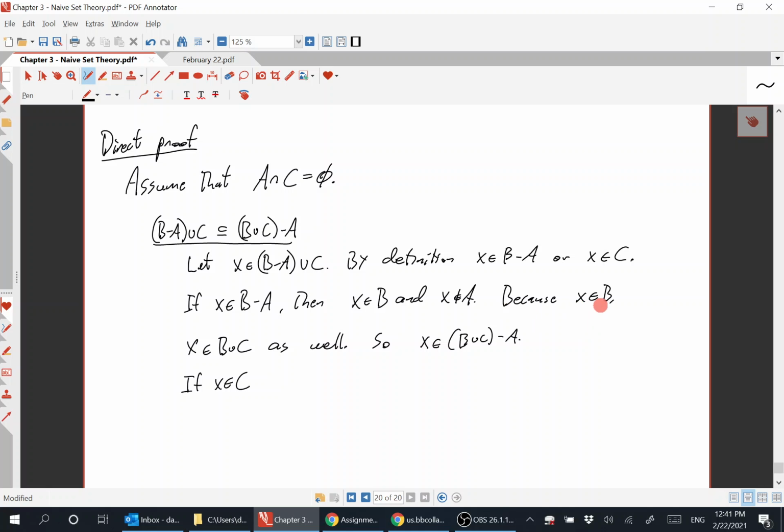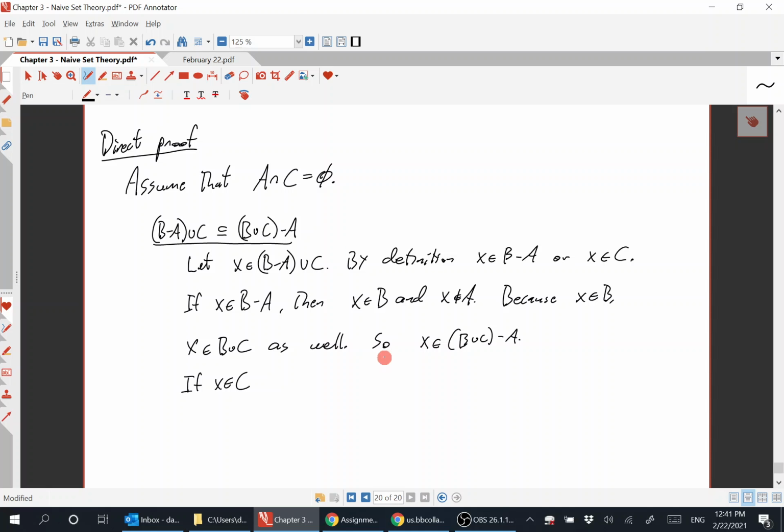Because x is in B, x is in B union C. Right? X is in B, which means that x is in B union anything. Okay, it doesn't matter what that anything is. Because x is in B, x is in B union anything. So which anything am I interested in? I'm interested in B union C. So because x is in B, x is in B union C.